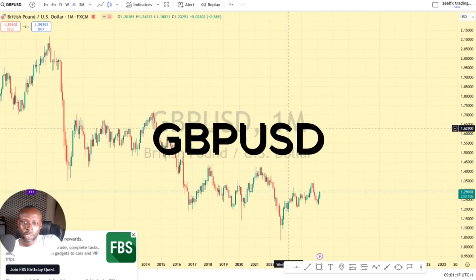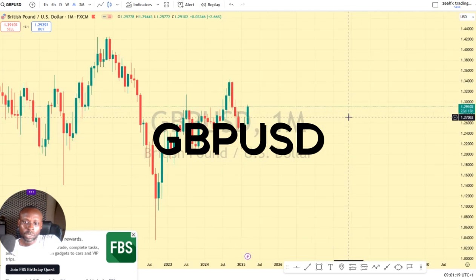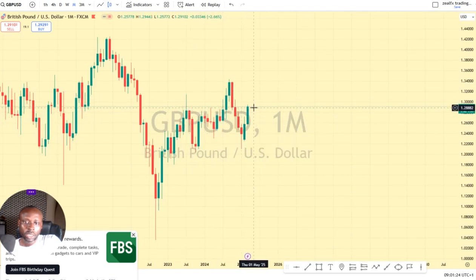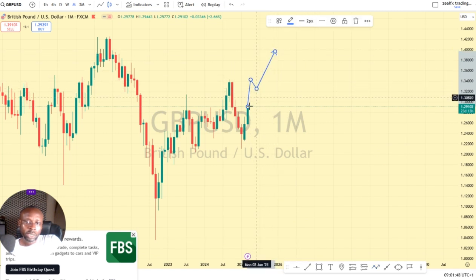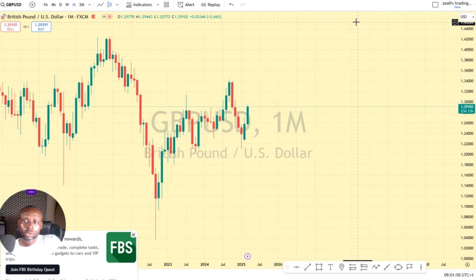We'll be looking at the Great British Pound USD. Great British Pound USD on the monthly chart still remains on a resistance level. So as long as price is on this resistance level, we expect a reversal, except we see price break this high. If price breaks this resistance level on the monthly chart, we expect price to retest and continue to push higher for the Great British Pound USD on the monthly chart.